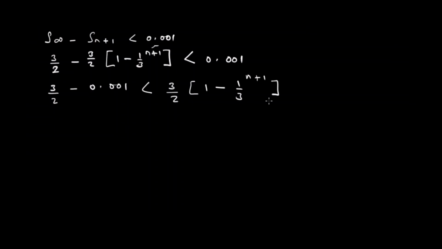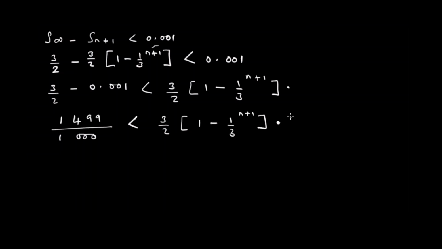Now let us do our calculation. 3/2 subtracting 0.001 comes out as the fraction 1499 over 1000, which is less than 3/2 times 1 minus a third to the n plus 1. Now we want to remove the 3/2, so we do multiplication by its conjugate, which is 2/3. The 2s cancel and the 3s cancel, leaving the same 2/3.